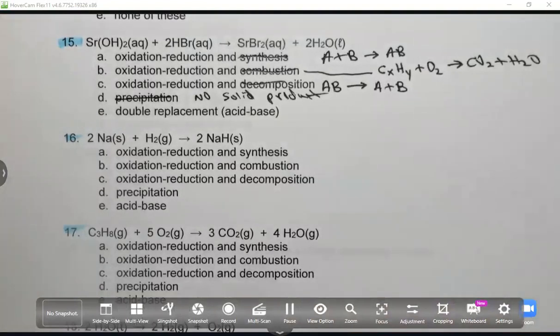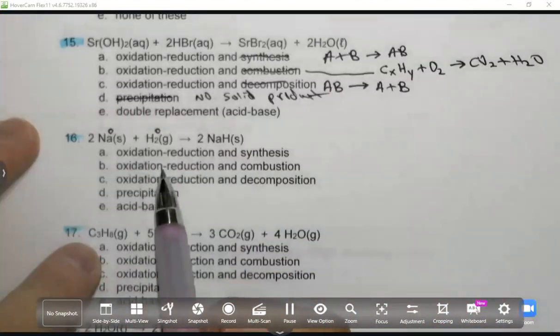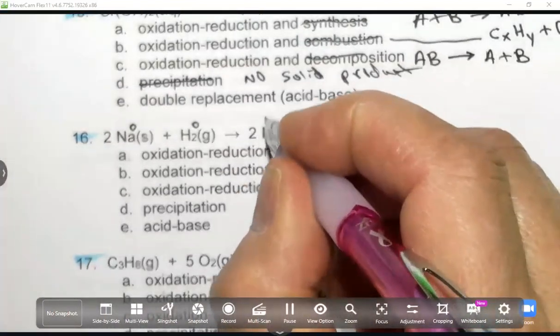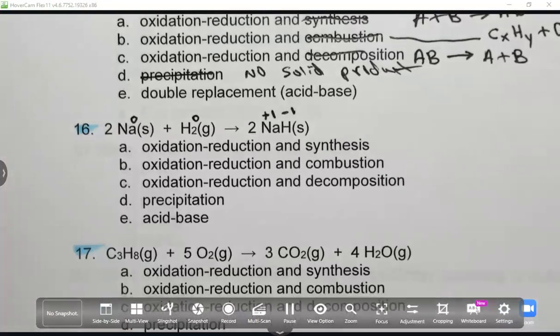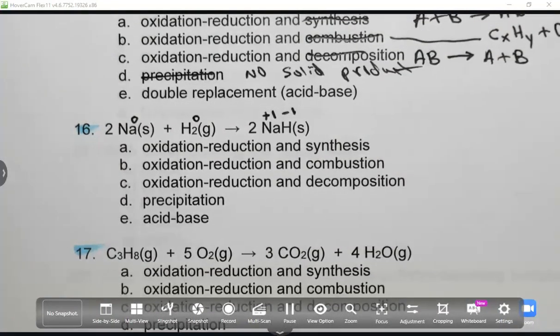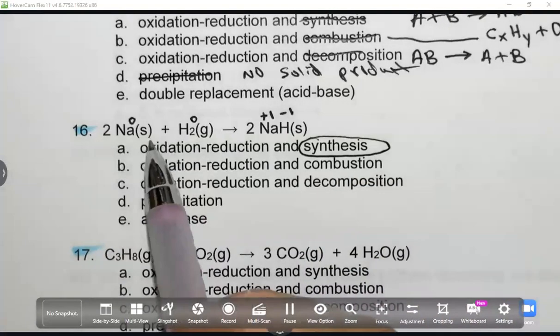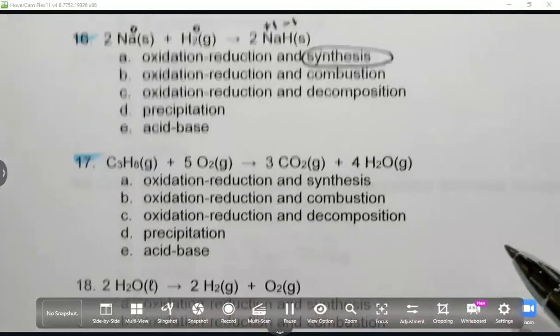Is it oxidation reduction? Yes, do not hesitate. Yes, yes, yes. Why? These have no charge by themselves, right? Then when they're in the compound, there's going to be a charge, and this is actually sodium hydride. So for sure, this is oxidation reduction. And what else? Synthesis, right? We have 2 reactants turning into one product. So we have oxidation reduction and synthesis.